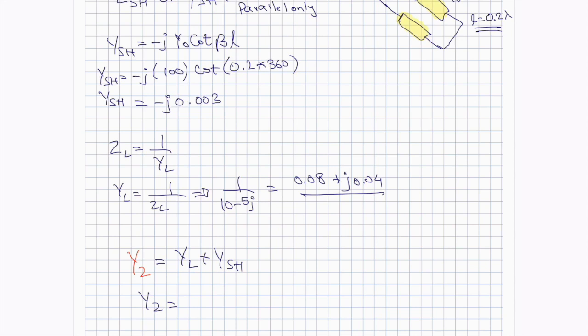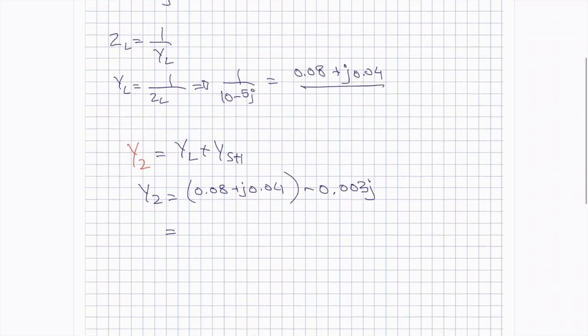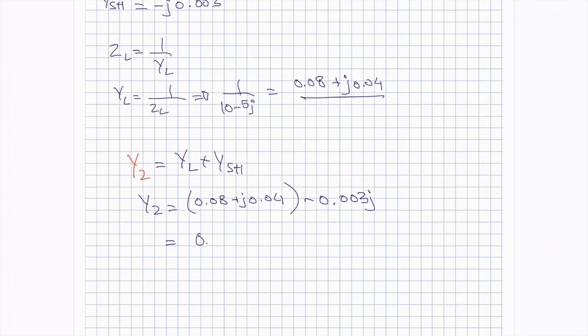This is my Y load. So this is basically 0.08 plus J 0.04, that is my Y load, plus Y short. Y short is basically negative 0.003 J. If we add these things together, we get 0.08 plus J 0.037. That's our Y2. It's always good practice to put these numbers in Cartesian form.